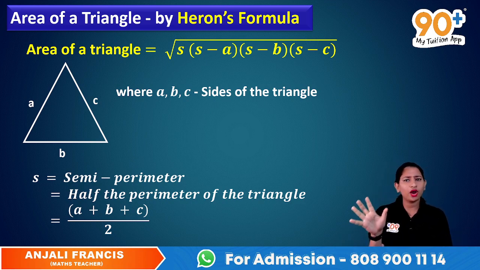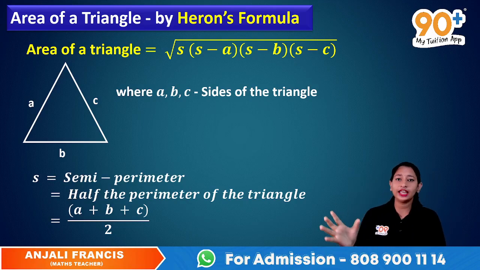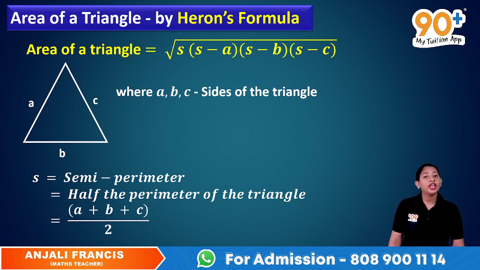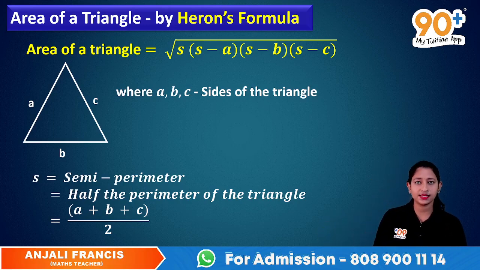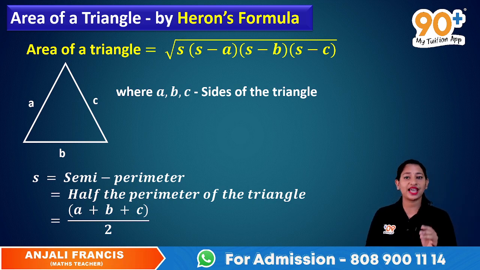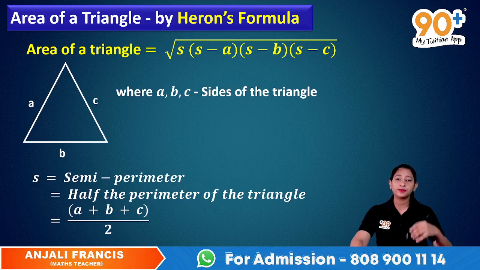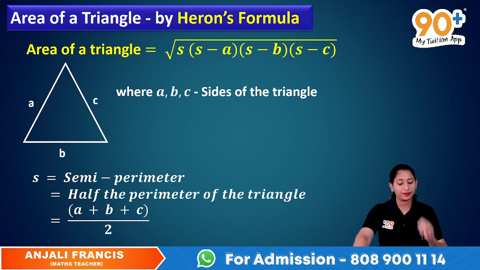You already know how to find the perimeter of the triangle, right? നമുക്ക് already അറിയാം എങ്ങനെയാണ് perimeter കണ്ടുപിടിക്കുക. We just add up the three sides together. Semi perimeter means we add the three sides and divide by 2. Semi perimeter means പകുതി, half of the perimeter.